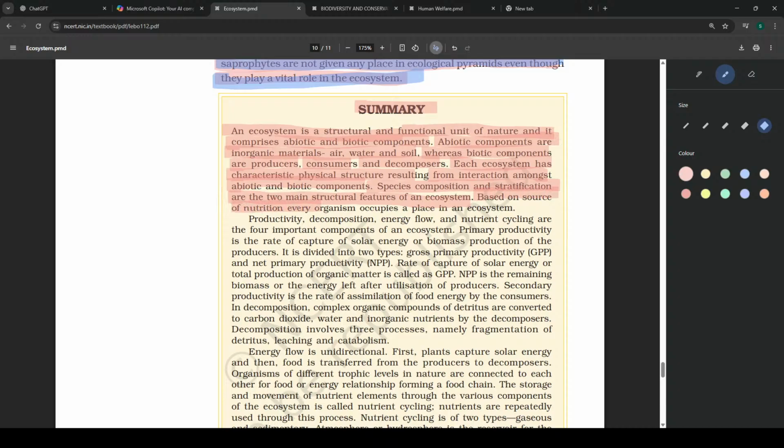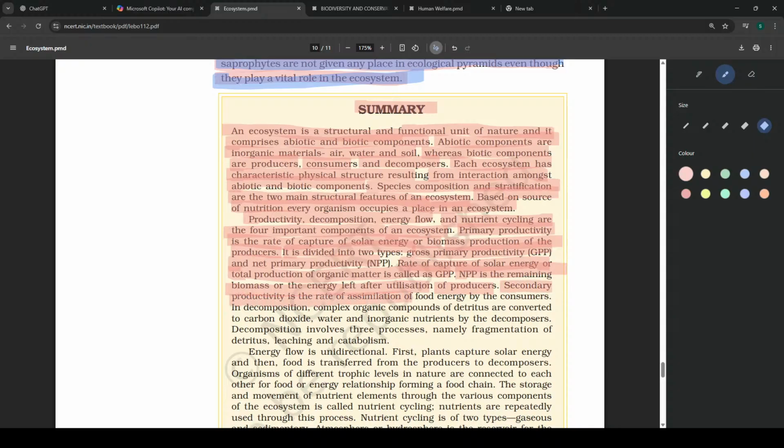Based on source of nutrition, every organism occupies a place in the ecosystem. Productivity, decomposition, energy flow, and nutrient cycling are the four important components of an ecosystem. Primary productivity is the rate of capture of solar energy or biomass production of the producers. It is divided into two types: gross primary productivity and net primary productivity. Rate of capture of solar energy or total production of organic matter is called GPP. NPP is the remaining biomass or the energy left after utilization by producers.